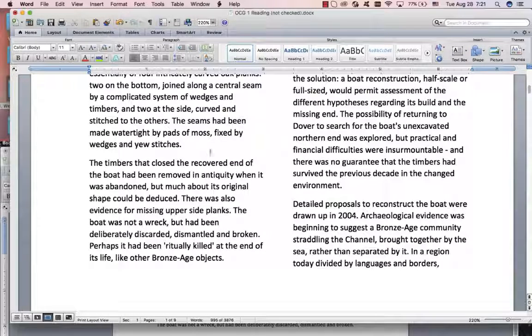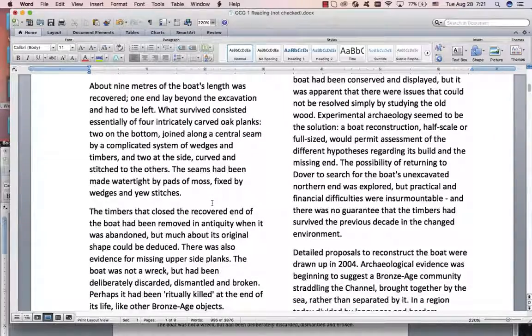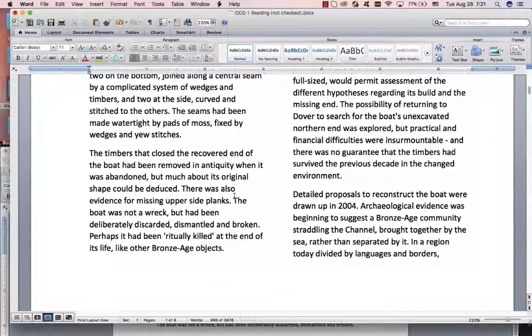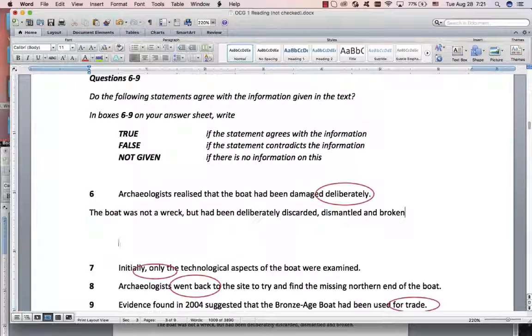So I'm not going to talk too much about scanning. You should find where these are. This is about answering the question, and that is actually the target sentence. The boat was not a wreck but had been deliberately discarded. And this is all damaged. So let me just copy and paste this sentence.